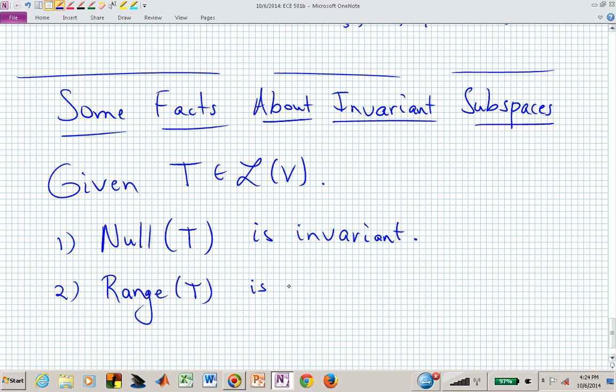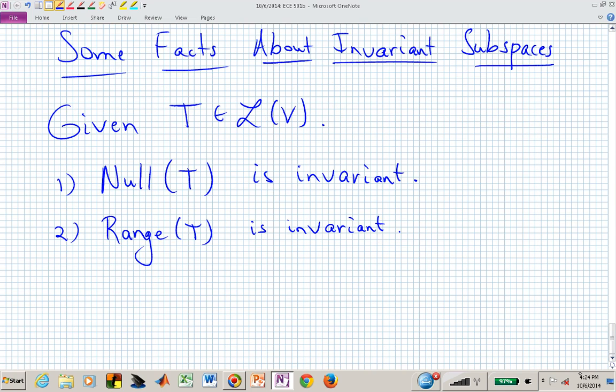Similarly, the range of T is invariant. Wherever we can get to through this linear map T, or this operator T, is in the range. And so if we take a vector, we're in the vector space, and we're going back into that same vector space. We pull a vector from the range, it's going to also be mapped into the range. And the range could be very big. It's not necessarily one-dimensional, as the null space could be big. It doesn't have to be one-dimensional.